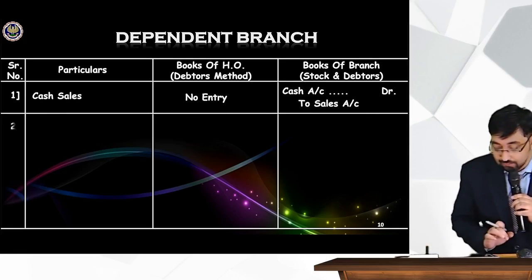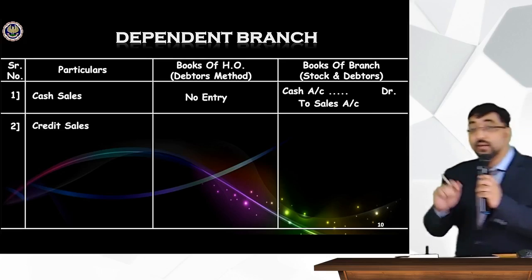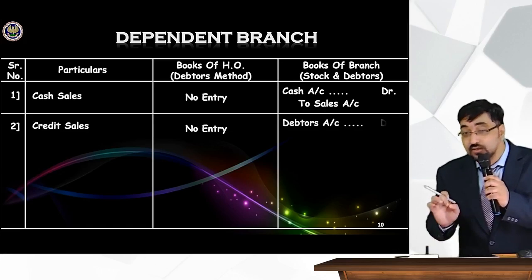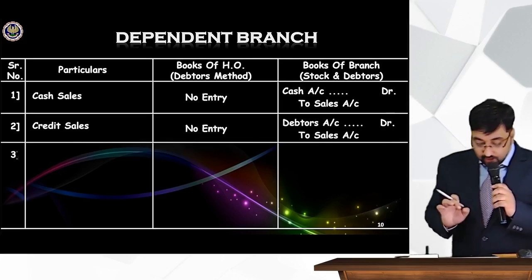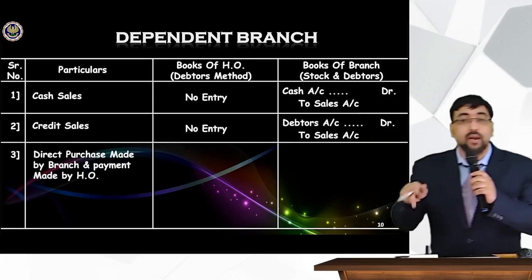Cash sales, after cash sales we have credit sales. For credit sales there is no entry in the books of HO, but entry in the books of branch is debtors account debit to sales. It's very simple. Third entry is direct purchases made by branch and payment made by HO.